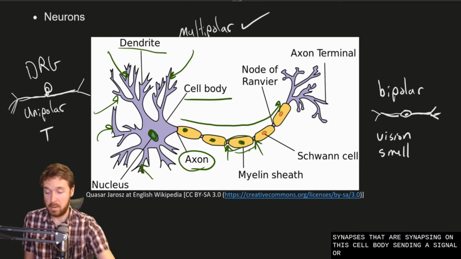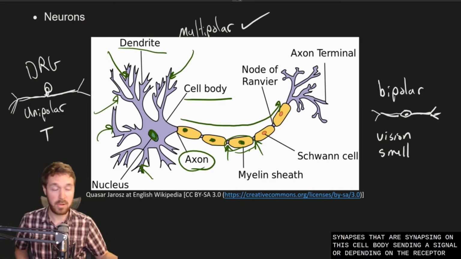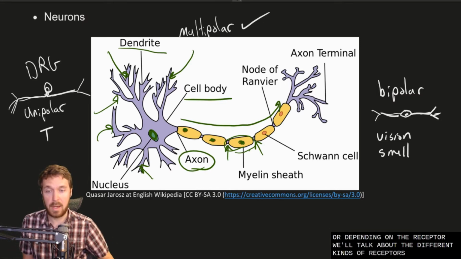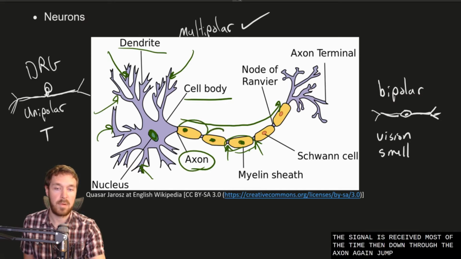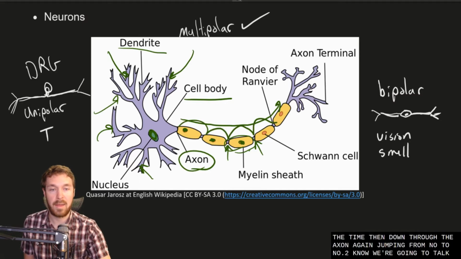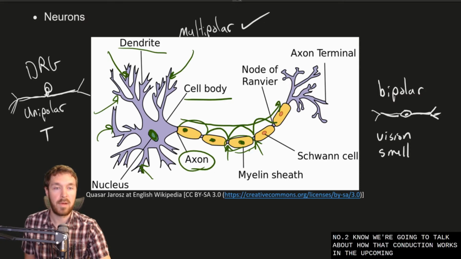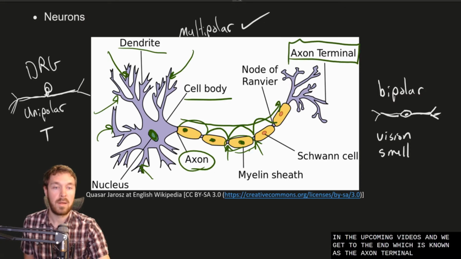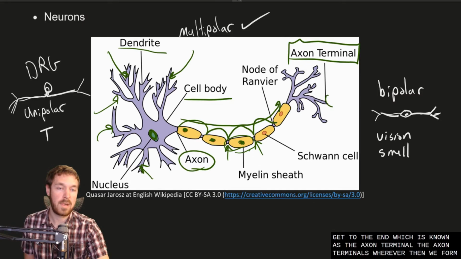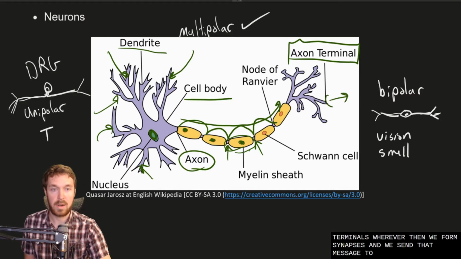Or depending on the receptor. We'll talk about the different kinds of receptors later, but this is where the signal is received most of the time. Then the signal travels down through the axon, again, jumping from node to node to node. We're going to talk about how that conduction works in the upcoming videos, and we get to the end, which is known as the axon terminal. The axon terminal is where we form synapses, and we send that message to where it needs to go.